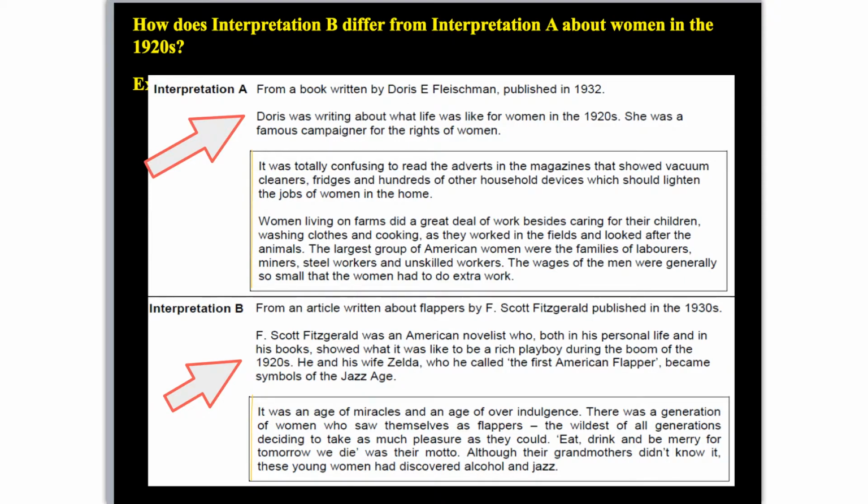Now, if you recall, the 2 interpretations about women in the 1920s, which is the focus of the question, had different views on what it was like.